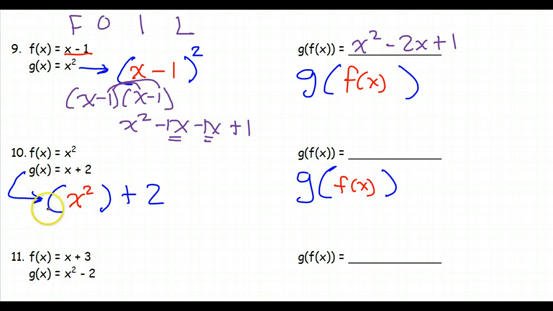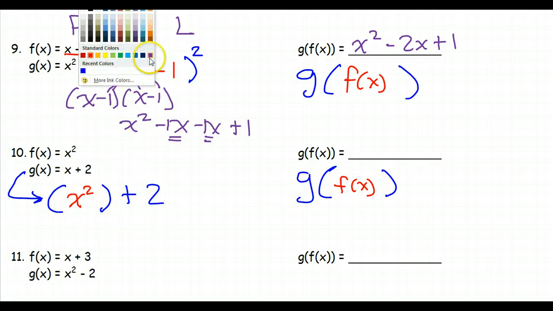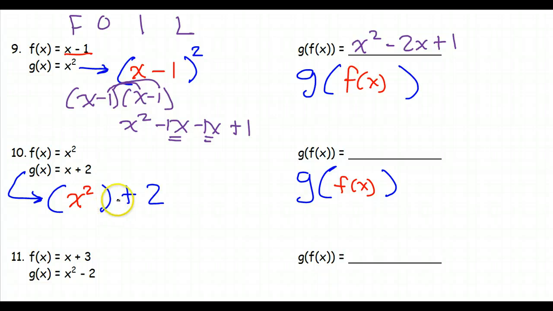Well, there's nothing in front of the parentheses. There's nothing to distribute. There aren't even any like terms. So really, all I'm going to do is erase the parentheses, and that is the final answer. So I'm just going to have x squared plus 2. That's it.